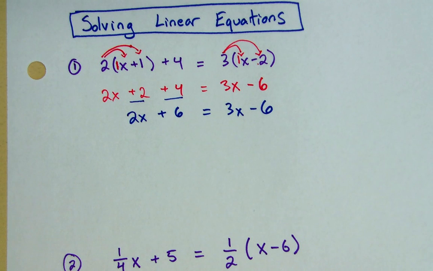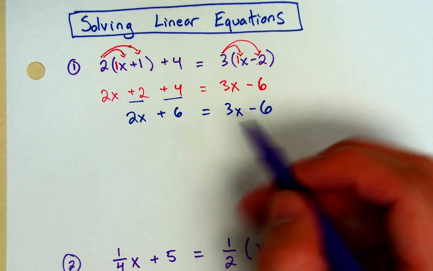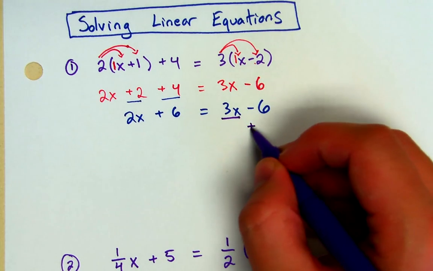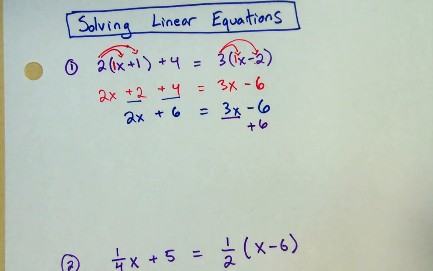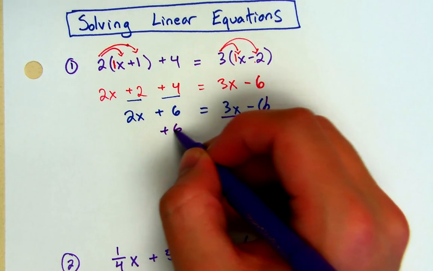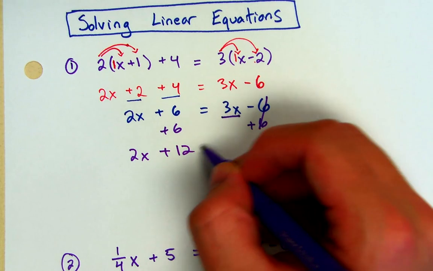But I'm a little confused because x is on both sides. Well, the way you tackle this is you have to figure out which x is greater, 3x or 2x. Well, 3x is greater, so I'm going to keep that one there, which means I need to get rid of this 6 by doing the opposite. So that goes away. Add 6 over here, well, 2x, and then that's going to be plus 12.